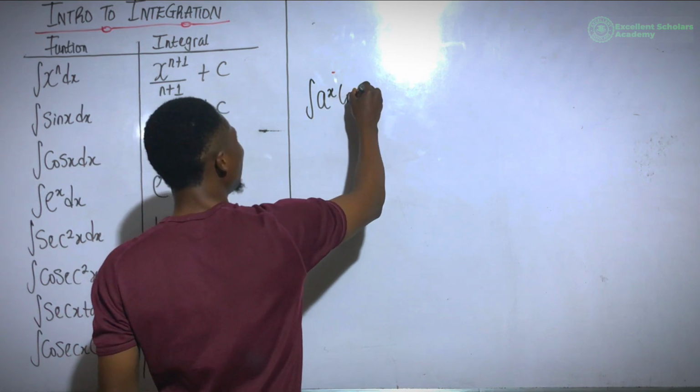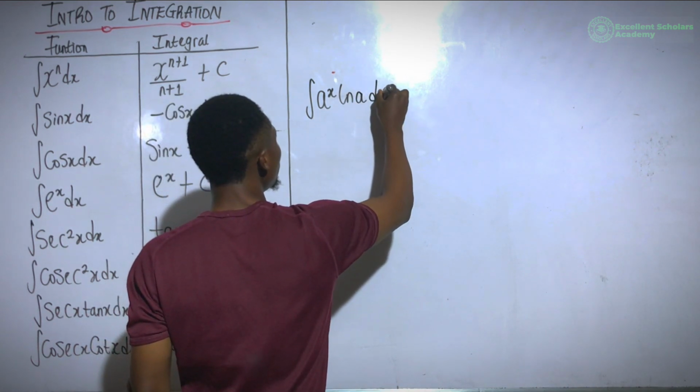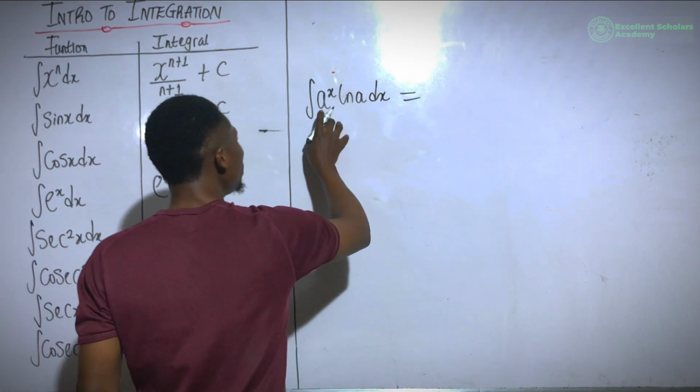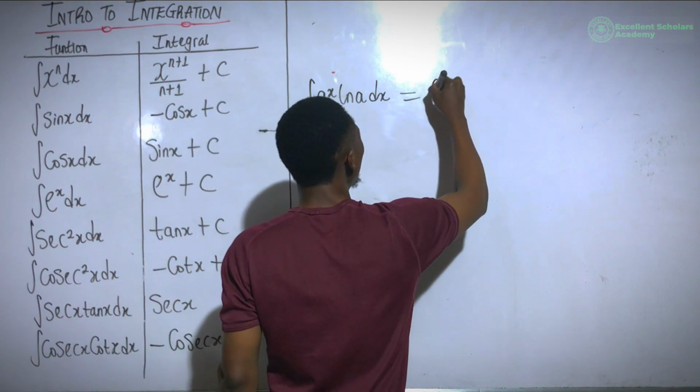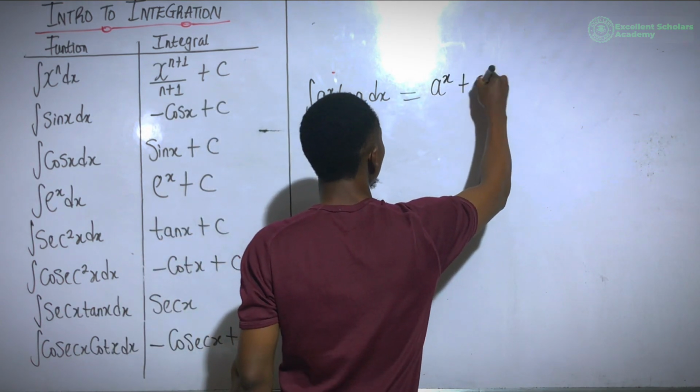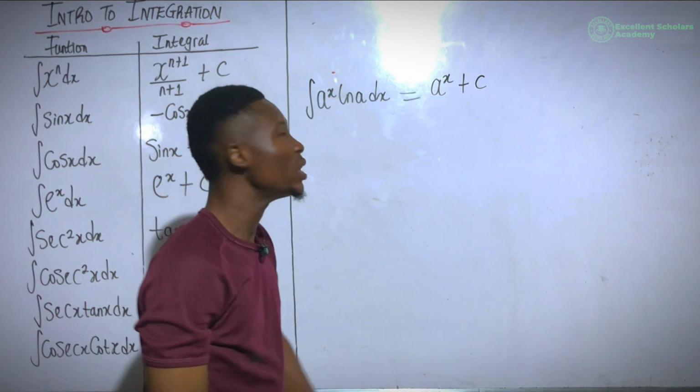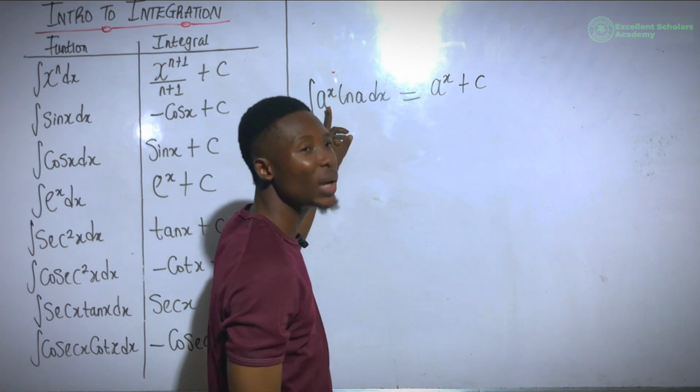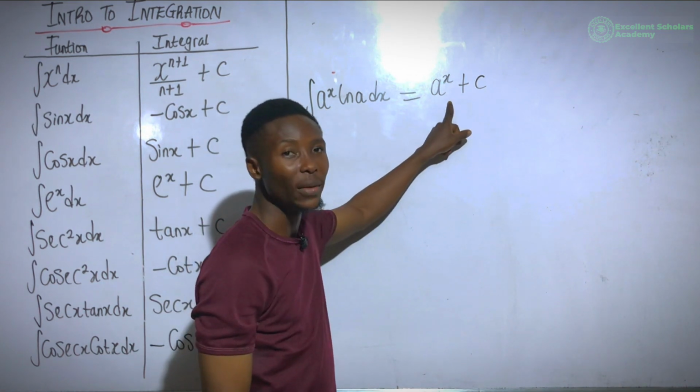If you have the integral of a to the power of x ln a with respect to dx, you are going to have your integral to be a to the power of x plus your constant of integration. Because if you differentiate this, you are going to have this. So now, integrating this, you are going to have this.